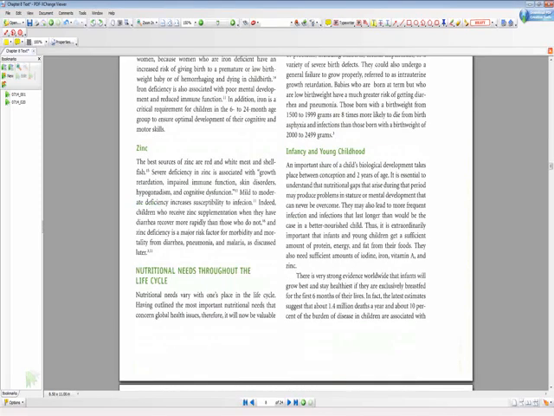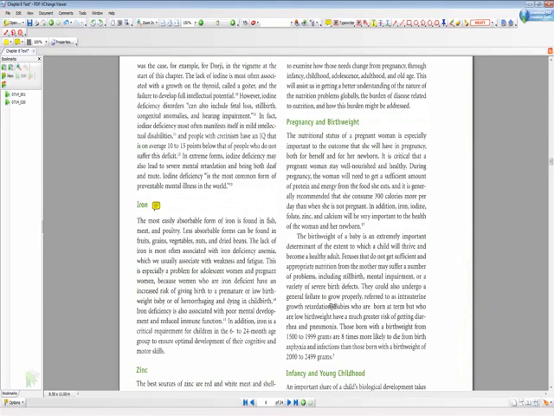As you read through here, it's important for you to take note of the nutritional needs throughout the life cycle. Again, we often think about what the child needs, but we can see that it's important during pregnancy, from childhood to adolescence, and on through adulthood and old age.